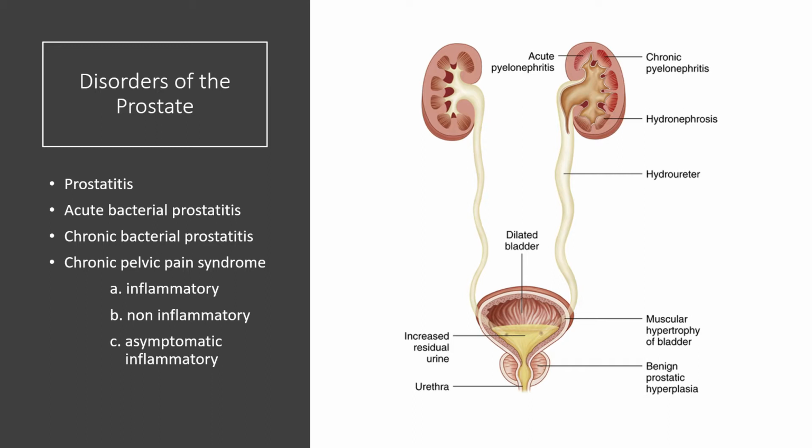So again, both inflammatory and asymptomatic inflammatory classifications of chronic pelvic pain syndrome will have white blood cells in the urine, but the inflammatory is the one that's going to present with the symptomology. And then the non-inflammatory chronic pelvic pain syndrome is not going to have any presence of white blood cells upon urinalysis.